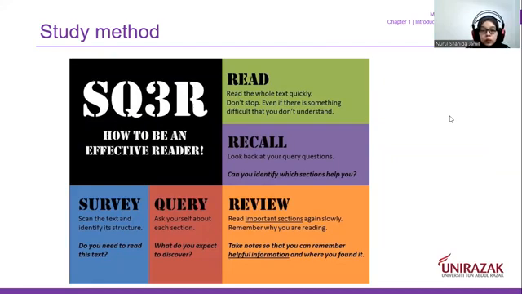Take notes so that you can remember helpful information and where you found it. Then you read, ask yourself about each section: what do you expect to discover? And survey: scan the text and identify its structure. Do you need to read this text? Okay, ask yourself, is it important to read or not?